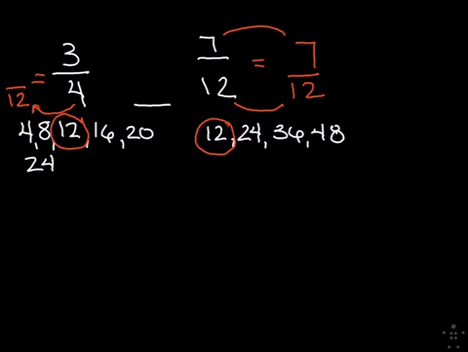How do I get from 4 to 12? Count by 4s. 4, 8, 12. Oh, I multiplied by 3. What you do to the bottom, you have to do to the top. 3 times 3 is 9. So you can ask yourself, which is bigger, 9/12 or 7/12?